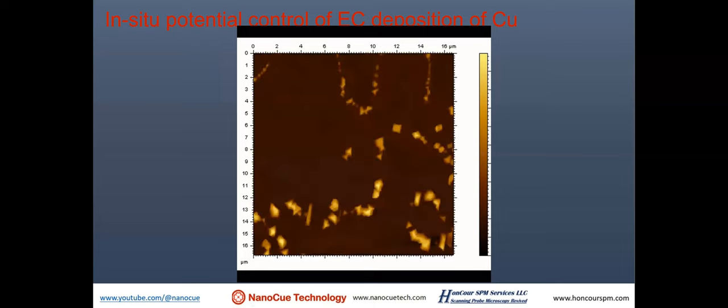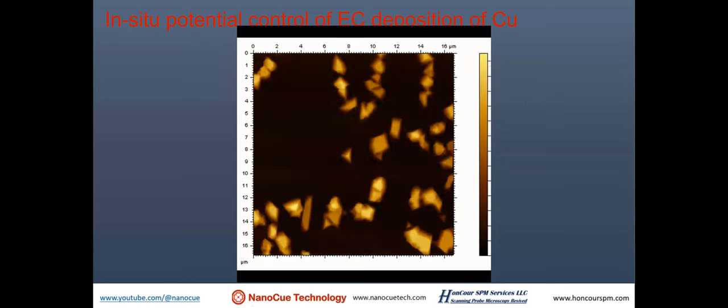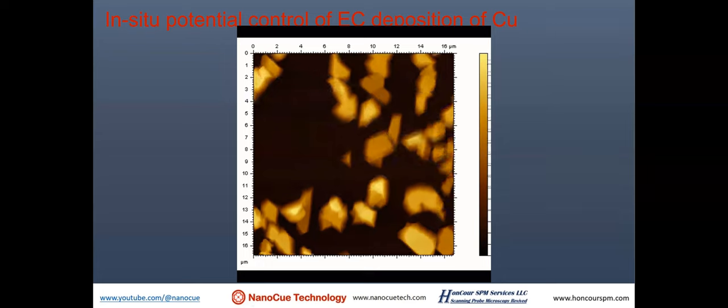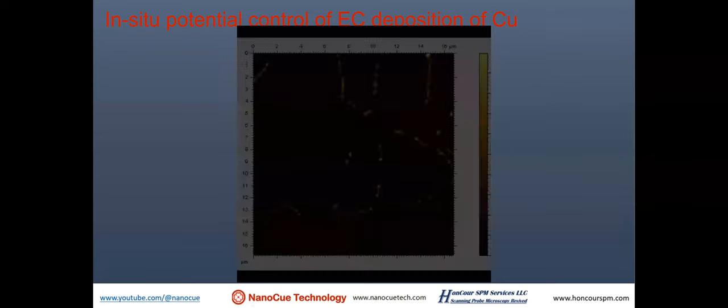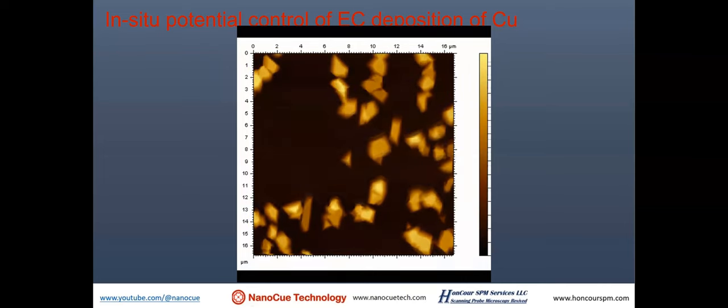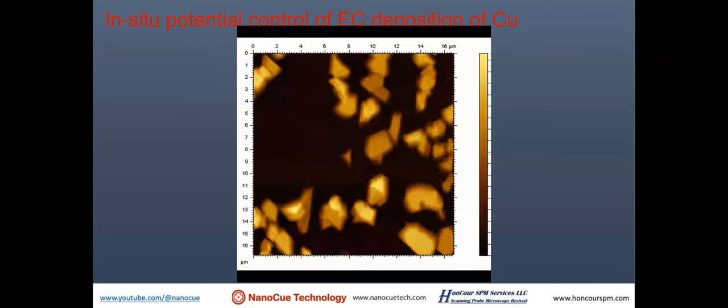This is electroplating. And then as you can see, as you further decrease the surface potential, the crystal started to grow bigger, and then growing bigger and started to form layers. And this is an in-situ imaging of electrochemistry reactions.